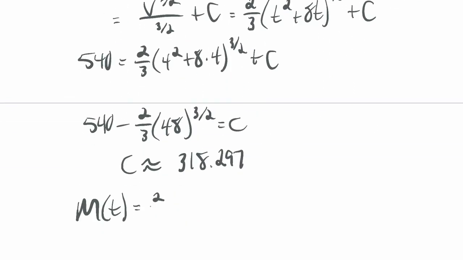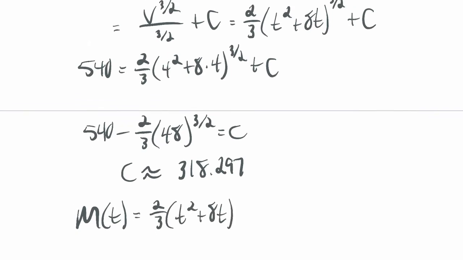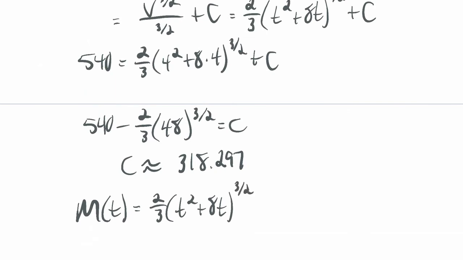Okay. So my maintenance cost function is m of t equals 2/3 times t squared plus 8t to the 3/2 power plus c. No, plus c, sorry. Plus 318.297. Okay. And that's rounded, but close enough. And this is in dollars. So in fact, we could round more, but we'll leave it as it is because this is 7/10 of a penny, but that's fine. 3 places is pretty good.